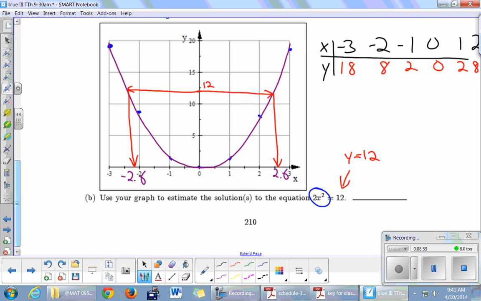You get both. Yeah, you get both. So yeah, you have to do both sides because when we say solve an equation, we mean find all of the solutions to the equation. And in this case, there are 2. So the solutions to this equation are, for me, x equals 2.6 and x equals negative 2.6.